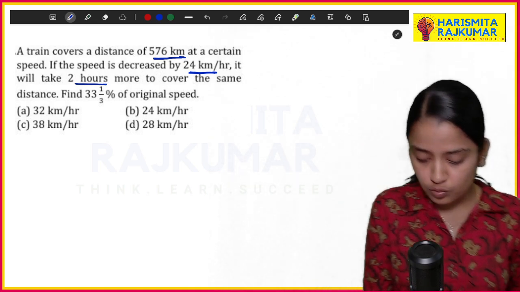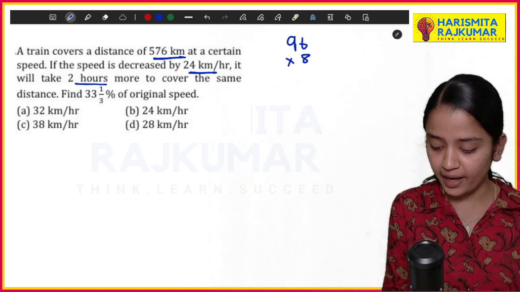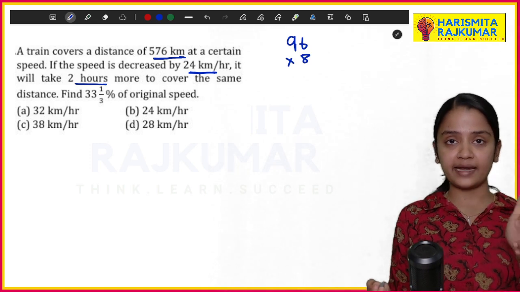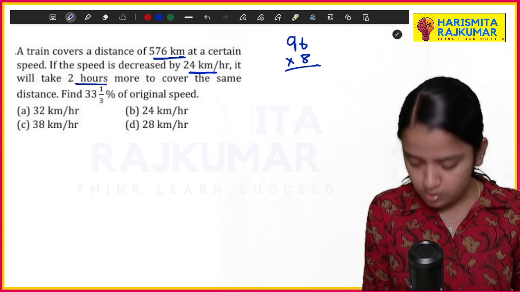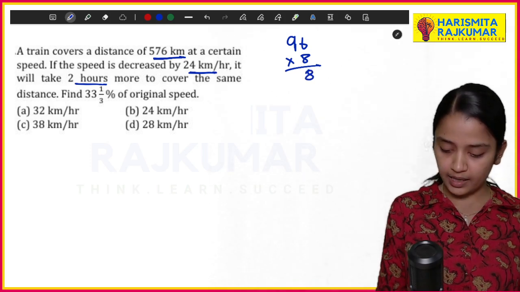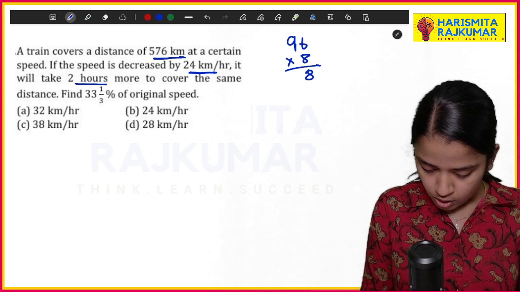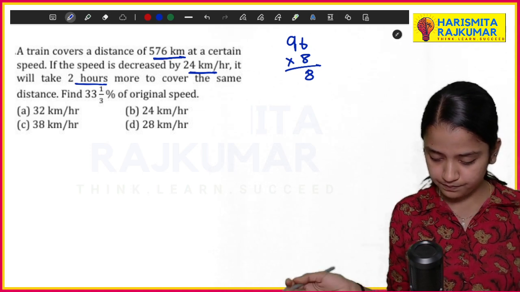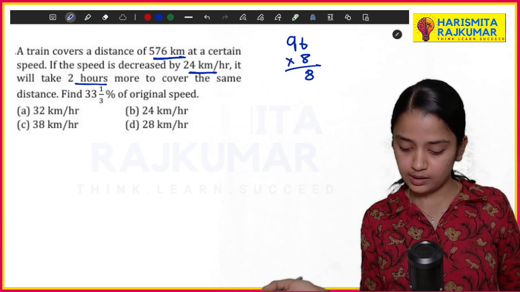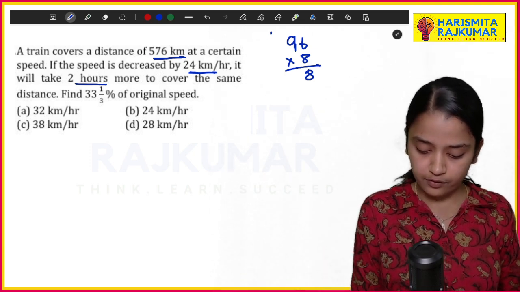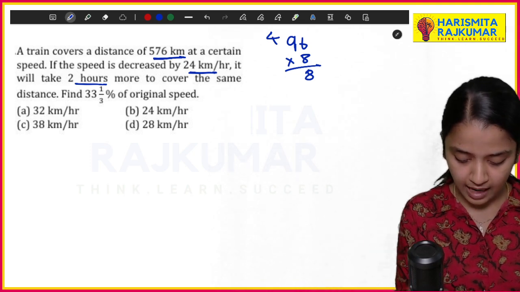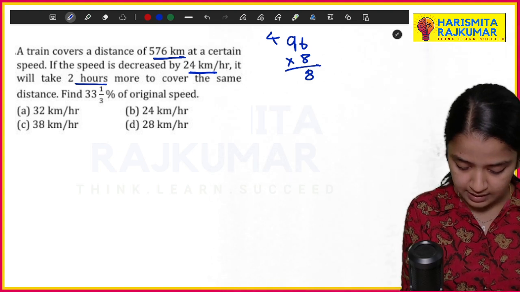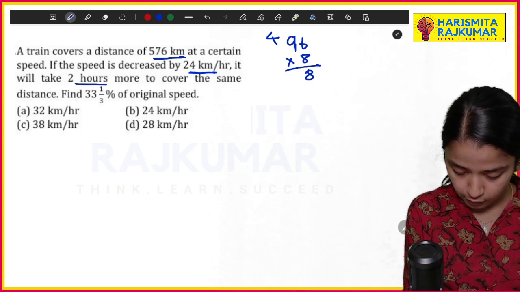So let us assume 96 into 8, because in the 24 table 96 will come. 96 eights are 768. So basically let us start from here, let us start from 24.